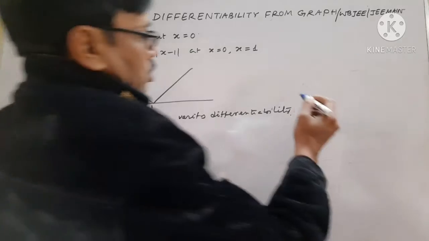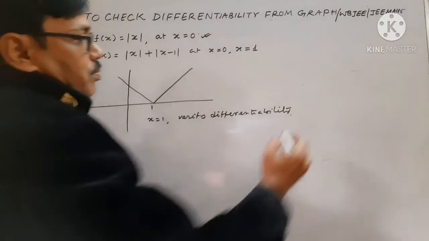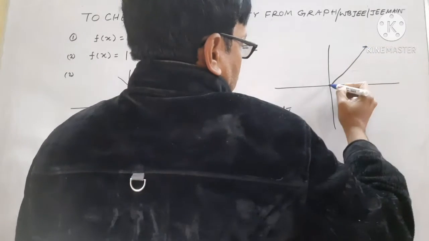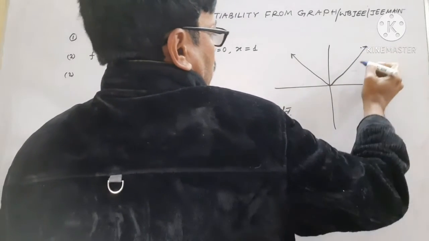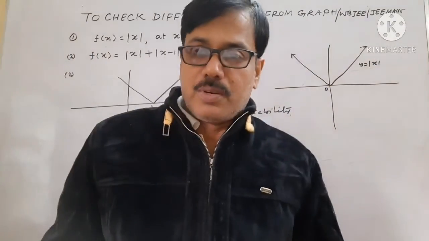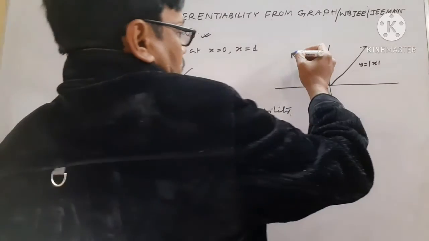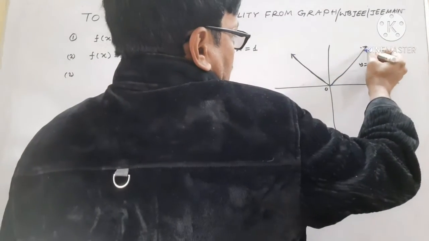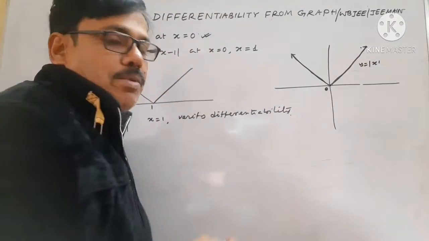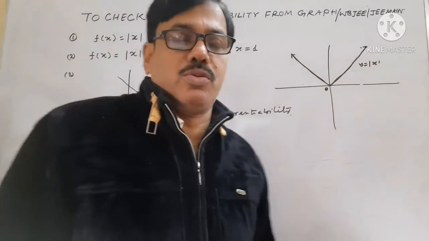So suppose f(x) equals mod x. To check differentiability at x equals 0, look at x equals 0. So this is the graph of y equals mod x. We know y equals mod x is a continuous function, but not differentiable. From the graph, at x equals 0, the graph has a sharp edge. So if a graph has a sharp edge at a point, then it is not differentiable there.